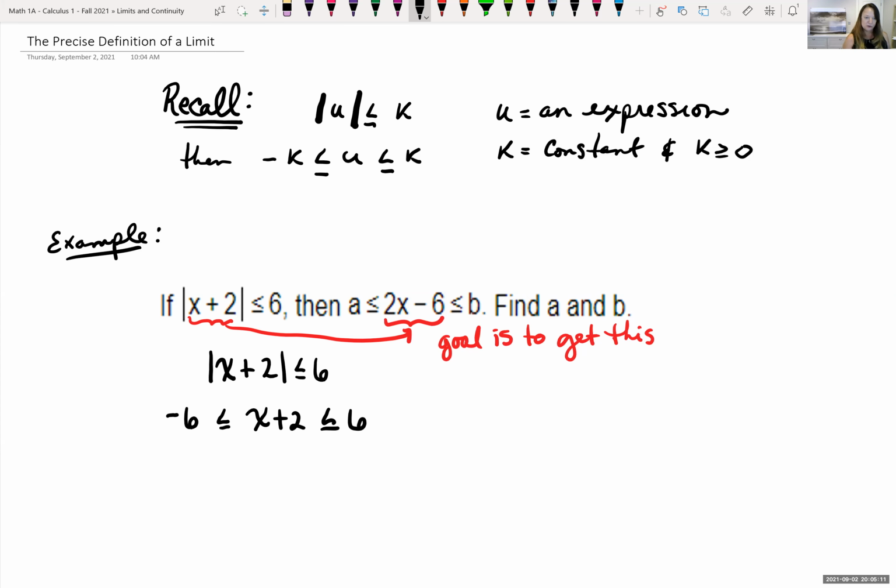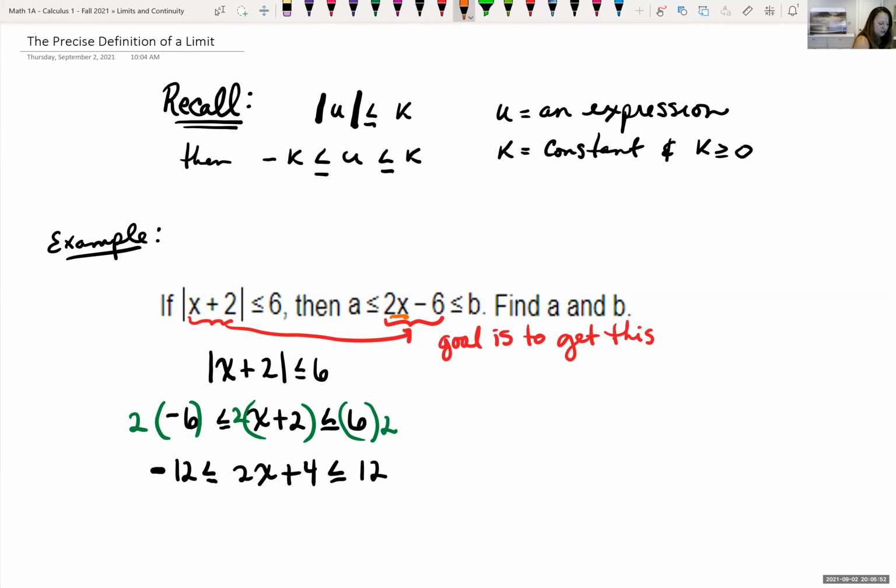Well, one thing that we can do in order to get that 2 in front of the x, we can multiply every single side by 2. It's a positive number, so that doesn't change the direction of my inequality, so I'm okay. And so I have 2 times negative 6 is negative 12 is less than or equal to, let's distribute that 2 inside the parentheses in the middle of the inequality. We get 2x plus 4 is less than or equal to 2 times 6, so positive 12.